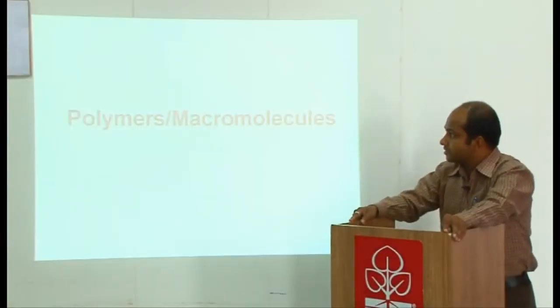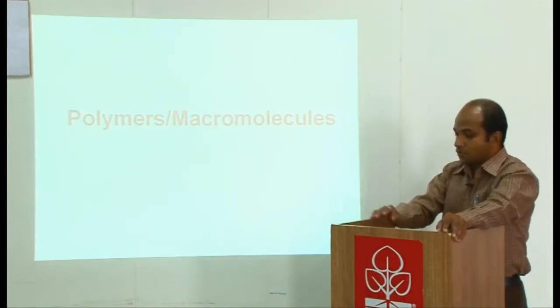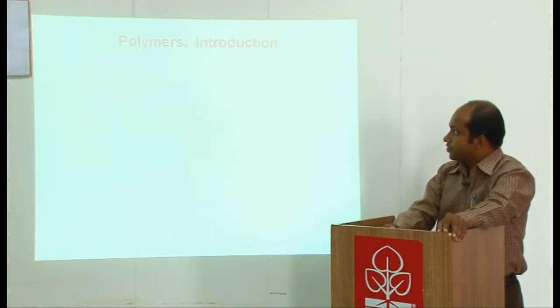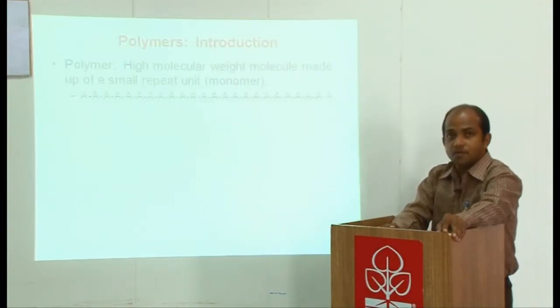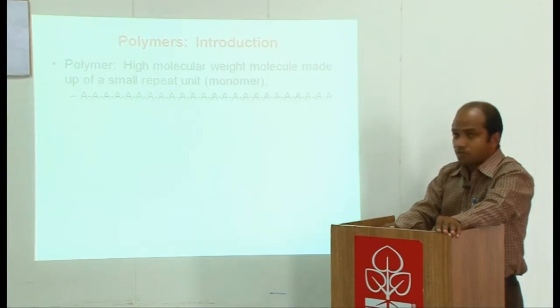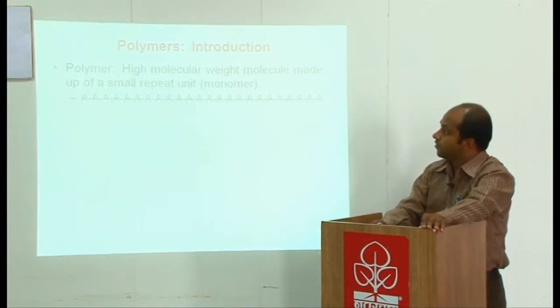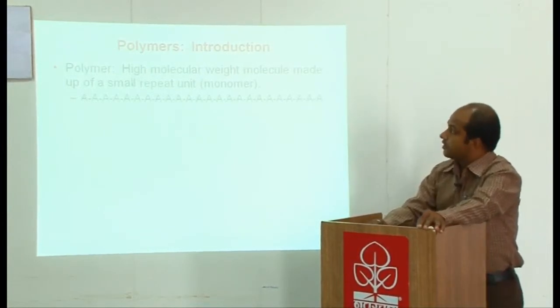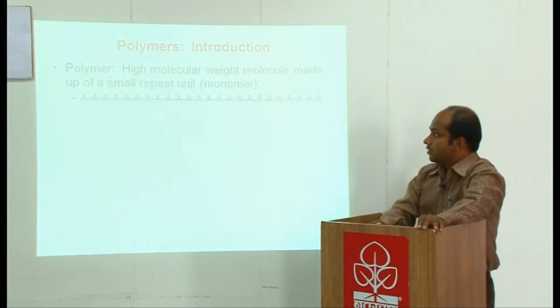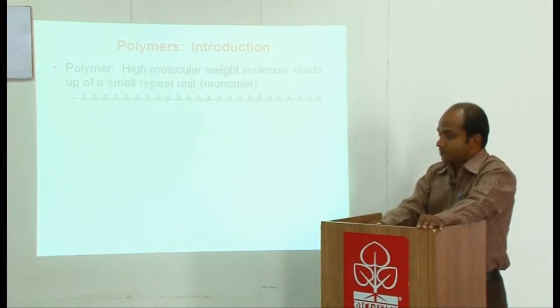So let us discuss polymers. They are also known as macromolecules. So the question that arises is, what is a polymer? Polymer is an abbreviation of two terms, poly meaning many and mer meaning units. So polymers are generally high molecular weight molecules made up of a small repeating unit. This repeating unit is known as a monomer.